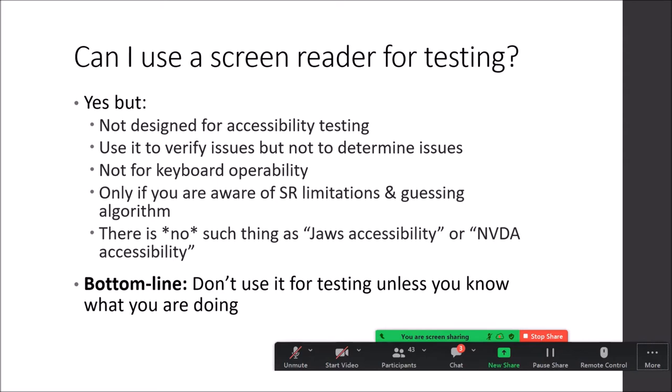And for those of you who are familiar with screen readers, since they are made for the end user, they try to compensate for the lack of accessibility features. So they have some algorithm to do some guessing for the missing labels, and JAWS is very famous for that, but NVDA usually doesn't do that. Bottom line, don't use it unless you really know what you are doing.